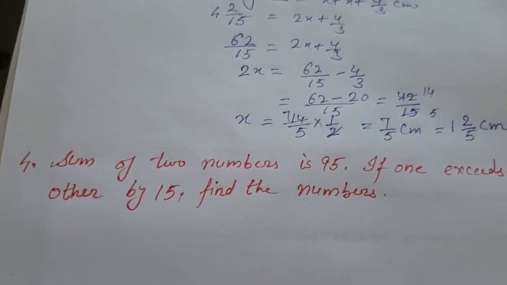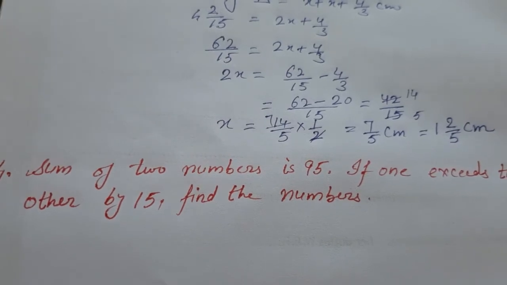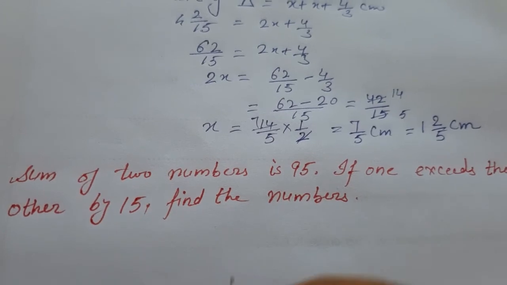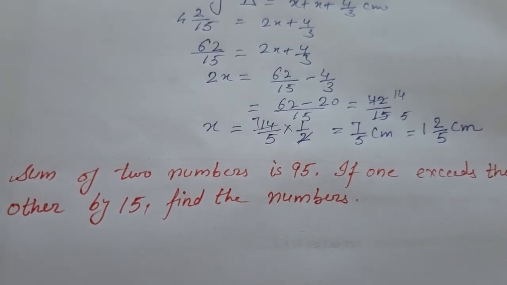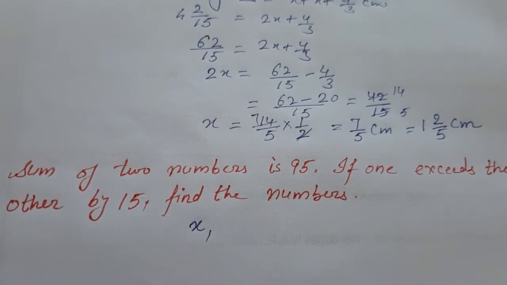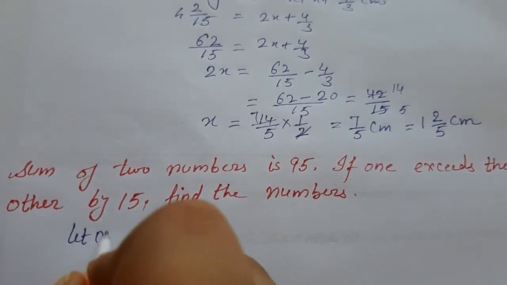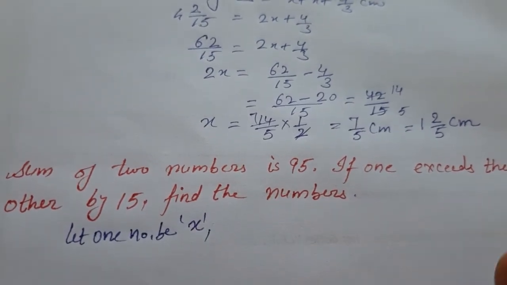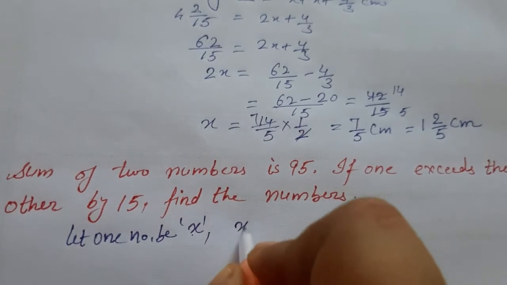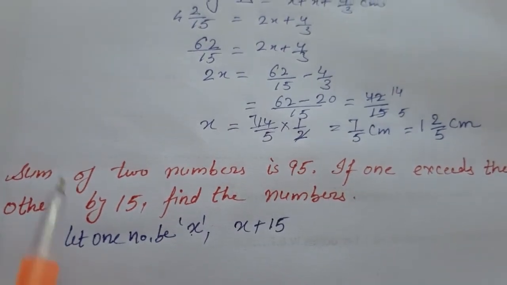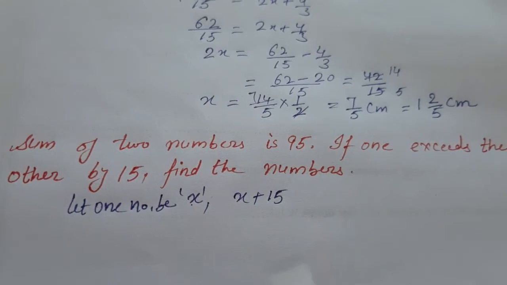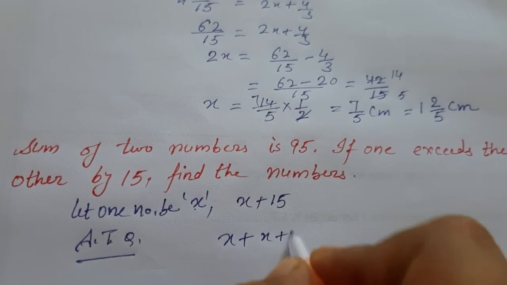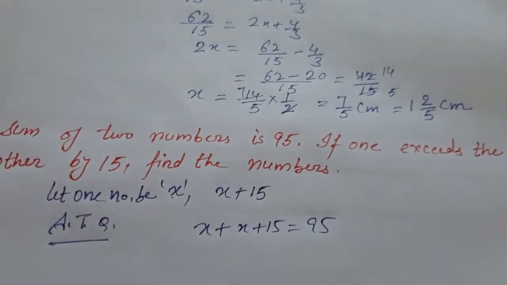Next is, sum of two numbers is given, 95. If one exceeds the other by 15, then find the numbers. So there are two numbers. Let us suppose one number to be x. If one exceeds the other by 15, so if one is x, the other will be x plus 15. Their sum is given. So according to the question, x plus x plus 15 is 95. It is very easy to solve.